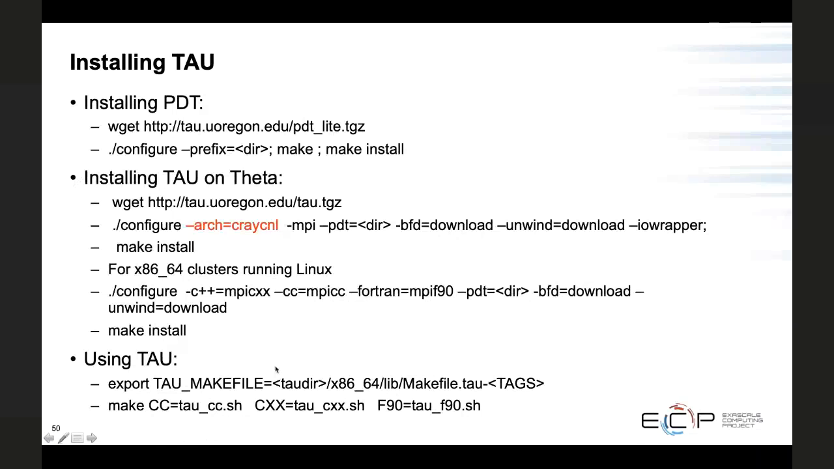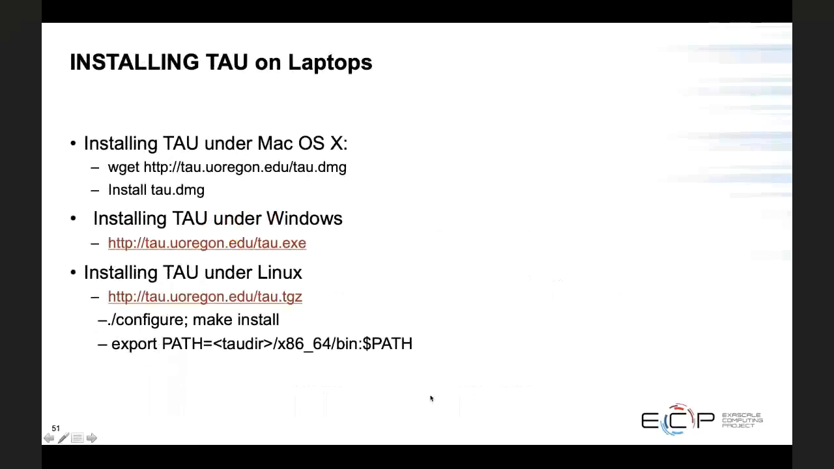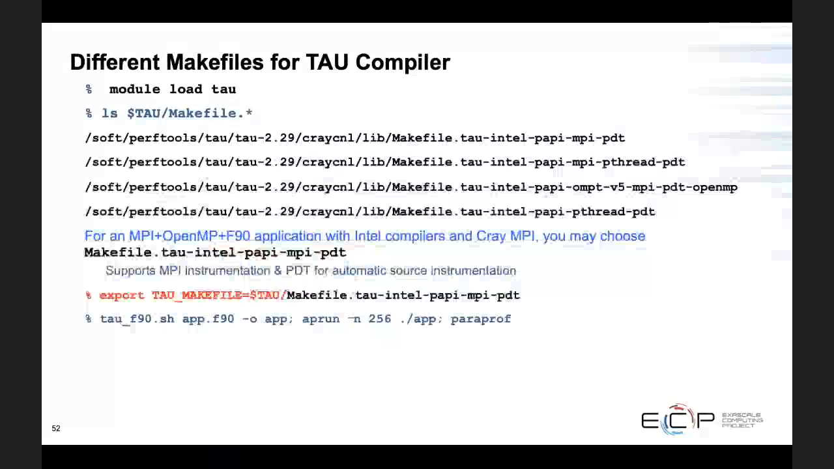And once you install it, you can set this TAU_MAKEFILE and just use the TAU compiler scripts instead to compile your program. And we also have installation on the laptops where you can install it. If you just load the TAU module and look at the makefiles, you will see that there are a number of makefiles. This one has support for Intel compilers with PAPI, with MPI. This also supports pthreads. This supports OMPT version 5, and this is without MPI.